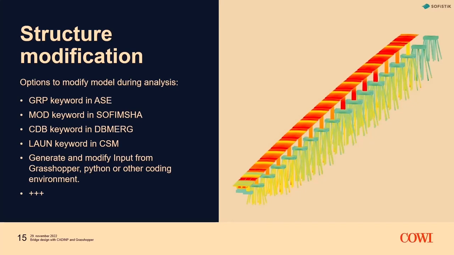I create two separate models within SOFiSTiK, and then I use the CDB keyword to just copy the results into the other model, and that way I could create maxima and get envelopes including both the different types of model with completely different cross-sections. Then we have the LAUNCH keyword used for the launching design. CSM also allows you to activate and deactivate a lot of different portions. And then finally, I mentioned the possibility of just continuously changing the geometry because you're running everything from some other environment, like I was showing with Grasshopper or within Python or whatever you prefer.